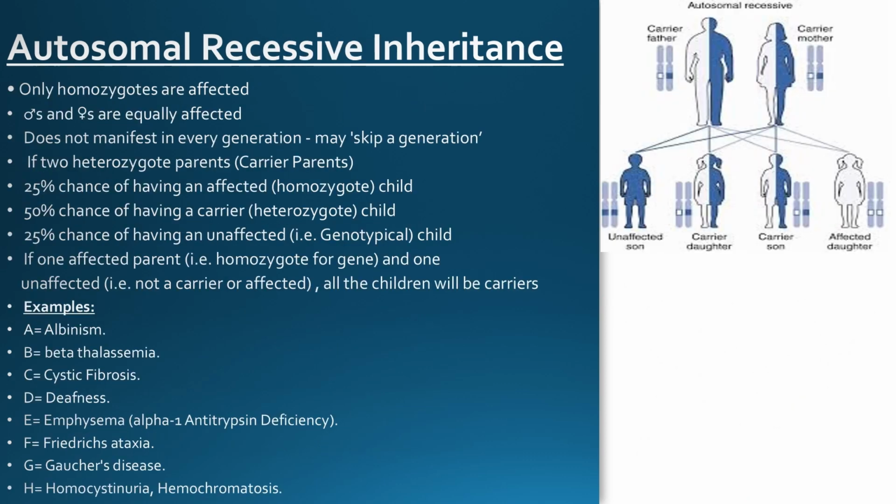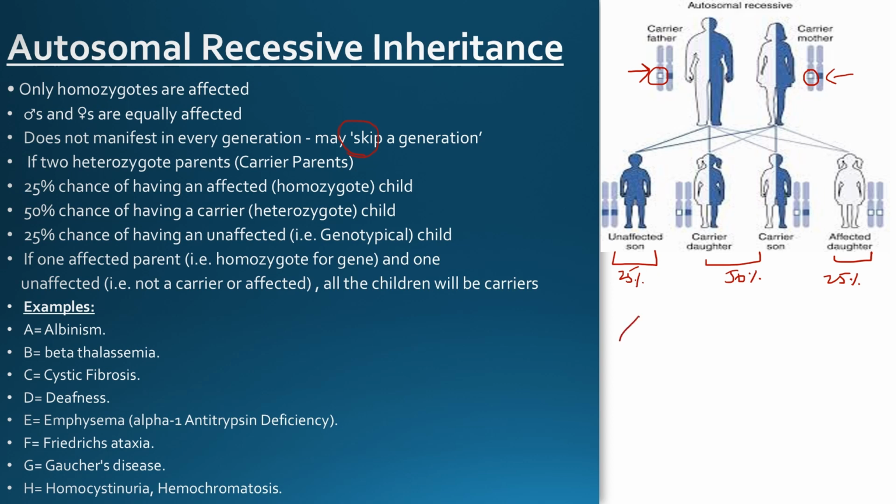In autosomal recessive inheritance, only homozygotes are affected. Both males and females are equally affected, and it may skip a generation, which means that an affected parent is not necessarily going to produce an affected offspring. In this case, both the parents are carriers, which means that they have one mutated gene, and their offspring will be 25% unaffected, 50% carriers, and 25% affected.